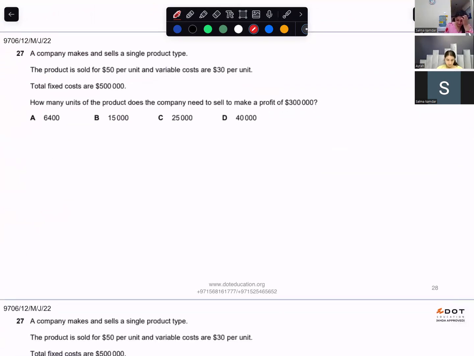Come on, next. How many units of the product does the company need to sell to make a profit of $300,000? That means we want to find the units that we need to sell to have a desired profit of 300,000. So it will be fixed cost plus target profit upon contribution per unit.